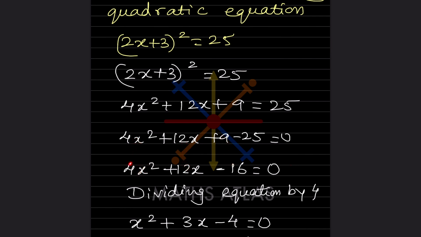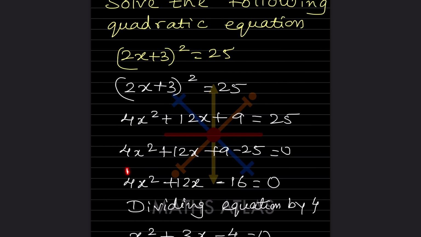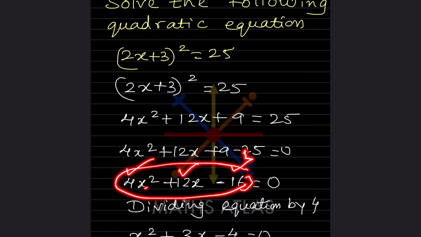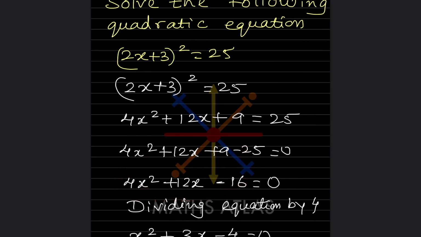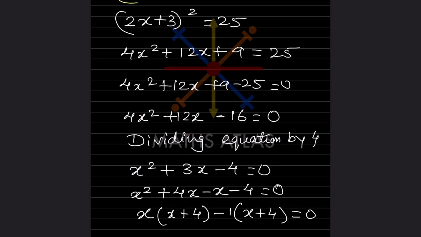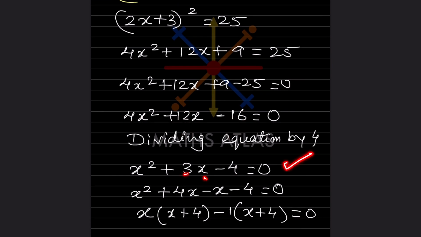Now you can see that this is 4, this is 12, and this is 16. So this can be divided by 4. Let us make this small, and then later on we can take the factors. That will be better, because this is a big number. So when we divide this by 4, what do you get here? This will be x square, this will be 3, and this is going to be 4. So here it is written x square plus 3x minus 4 is 0, after dividing by 4.